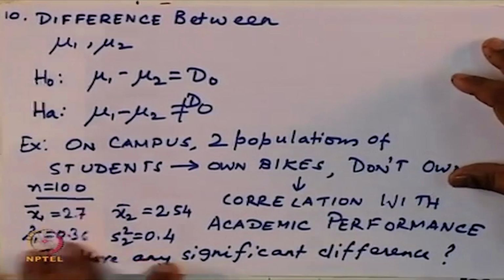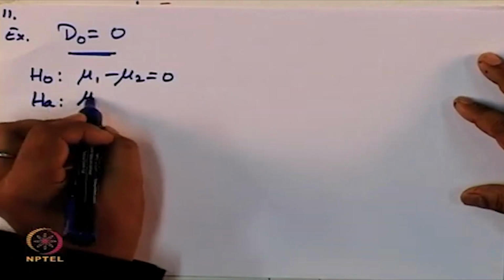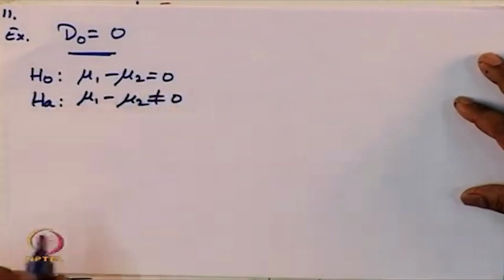For addressing this, you just want to know whether there is a difference in their academic performance or not, which means that in this particular case, this example continued, we want to choose d naught equal to 0. So your H naught is mu 1 minus mu 2 equal to 0 and H a is mu 1 minus mu 2 not equal to 0.